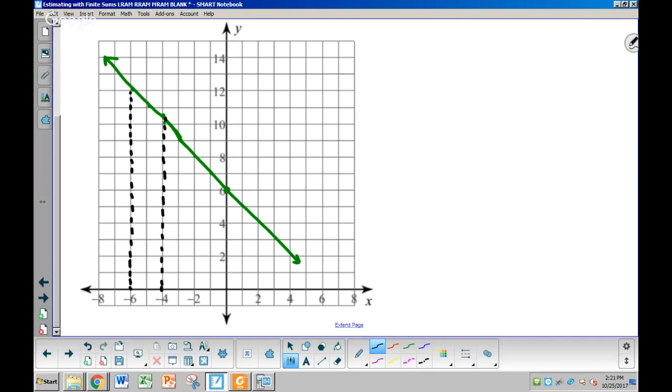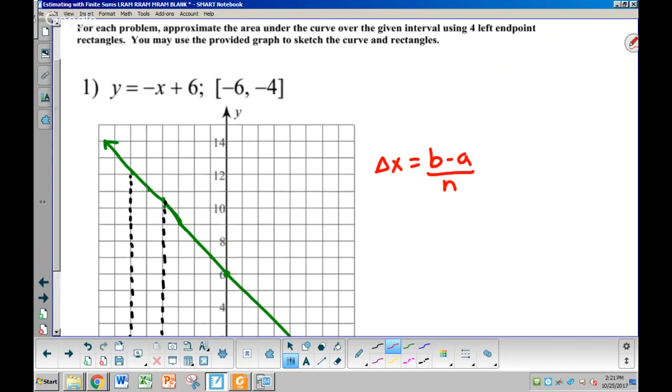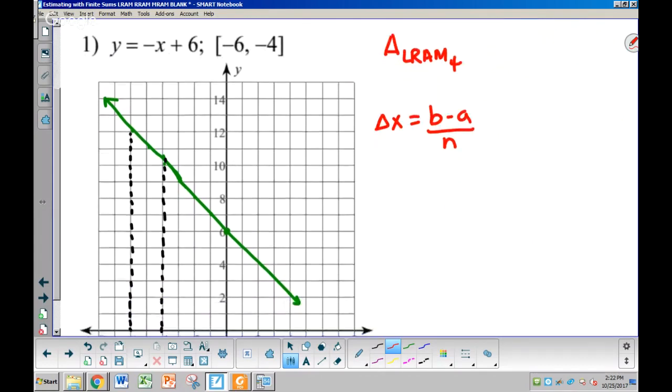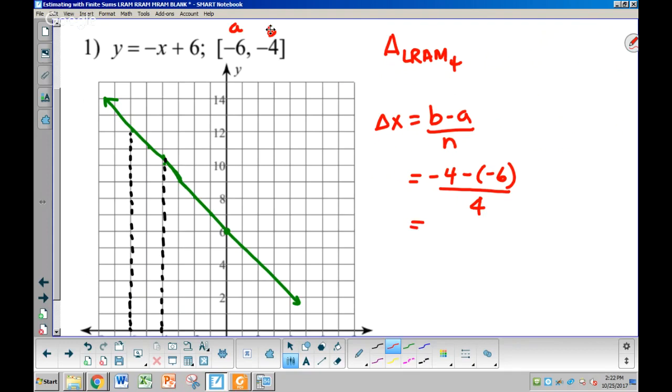What is delta x in this case? Remember, delta x was defined as b minus a over n. And they want how many rectangles in this case? 4, left endpoint. So this is an LRAM with 4 rectangles. Sometimes you'll see it as a sub 4. Okay, so I need 4 rectangles, and my B is negative 4. No, try again. I wrote negative 6, and I meant negative 4. So this is negative 4 minus negative 6, all over 4, which is 1/2.